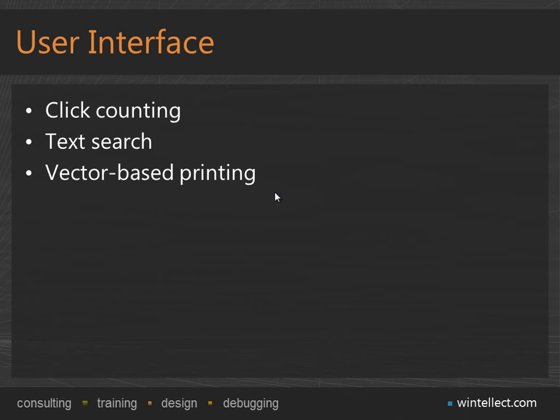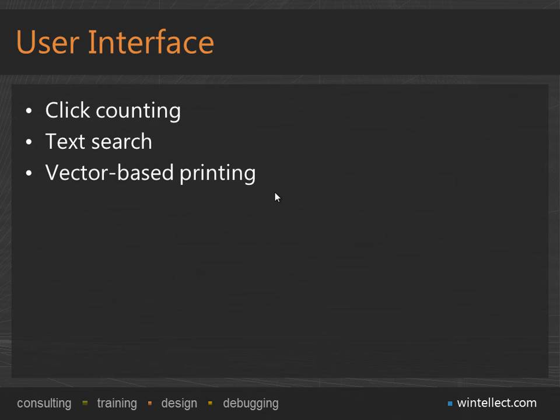On the user interface, there's a couple miscellaneous changes. We've got click counting, text search, and vector-based printing. On click counting, what we used to have to do is have a timer, and every time someone clicked, ask, did the timer expire? Okay, that's a double click. And your version of a double click might be different timing than my version of a double click, and the user probably doesn't like it.